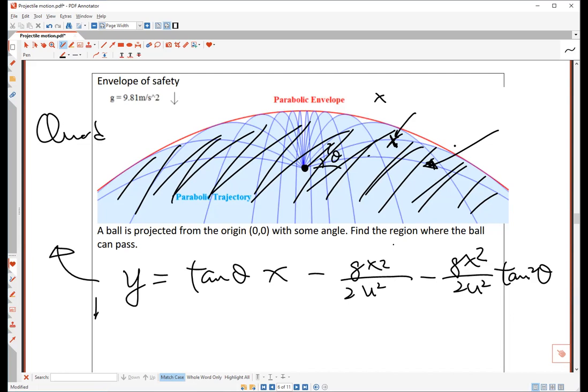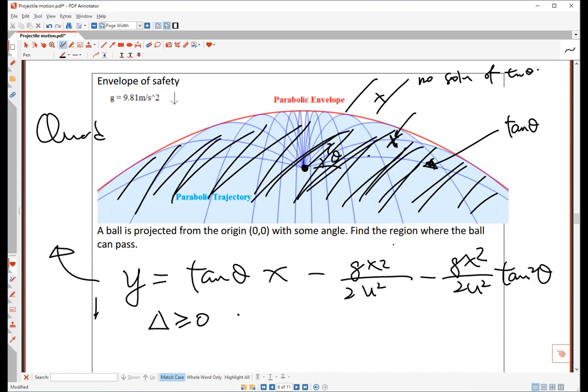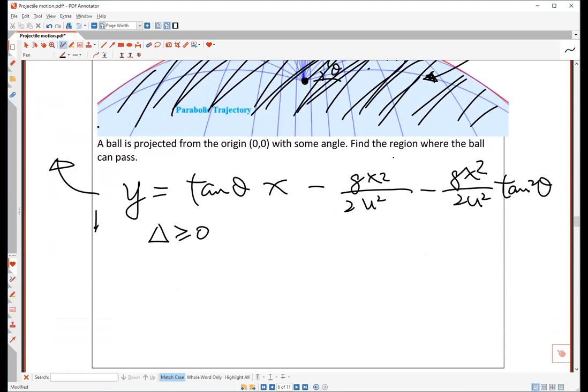So mathematically speaking, this region means the region where there is a solution of tangent theta. For this region, there's no solution of tangent theta. So what does it mean? That means the discriminant should be greater or equal to zero for the region of the envelope of safety.